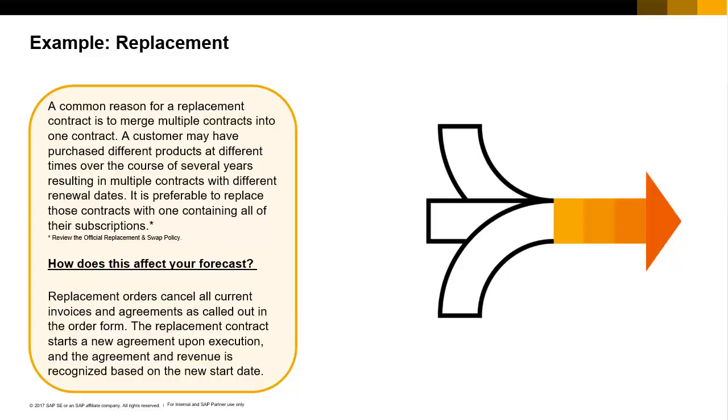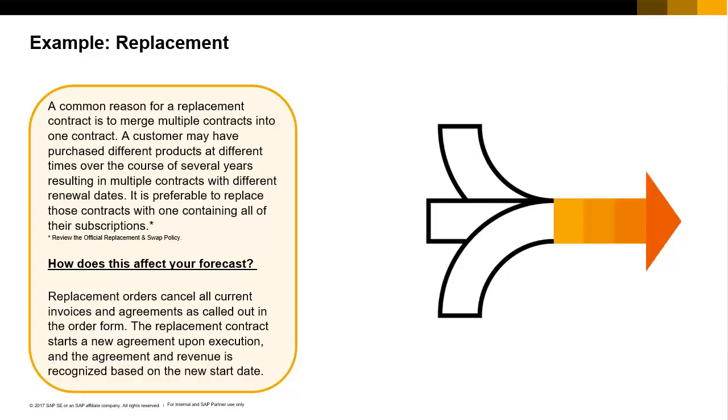How does this affect your forecast? Replacement orders cancel all current invoices and agreements as called out in the order form. The replacement contract starts a new agreement upon execution. The agreement and revenue is recognized based on the new start date.